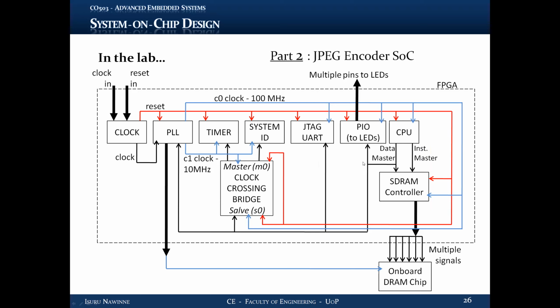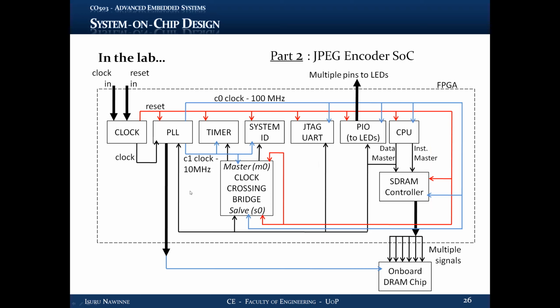The other elements are pretty much similar other than this clock crossing, which again is to get you familiarized with different techniques. On the FPGA, you have two different clock domains. One is the 100 MHz clock domain, and the other one is the 10 MHz clock domain. In order to communicate between hardware elements in different clock domains, you need a clock crossing bridge. The CPU operates at 100 MHz. The timer and system ID operate at 10 MHz. So for the CPU to communicate with the timer, you need the clock crossing bridge.